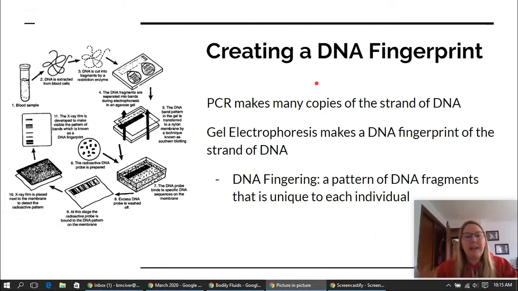We are able to make a DNA fingerprint from PCR. This uses gel electrophoresis. Anyone who has had CP Bio, you have done this, or General Bio, we did this electronically last year. PCR makes copies of the strand of DNA. So gel electrophoresis is what's responsible for making a DNA fingerprint of the strand of DNA. This is essentially what your DNA fingerprint will look like in the end. And no two people, except identical twins, have the exact same DNA fingerprint. It's a pattern of DNA fragments that is unique to each individual.